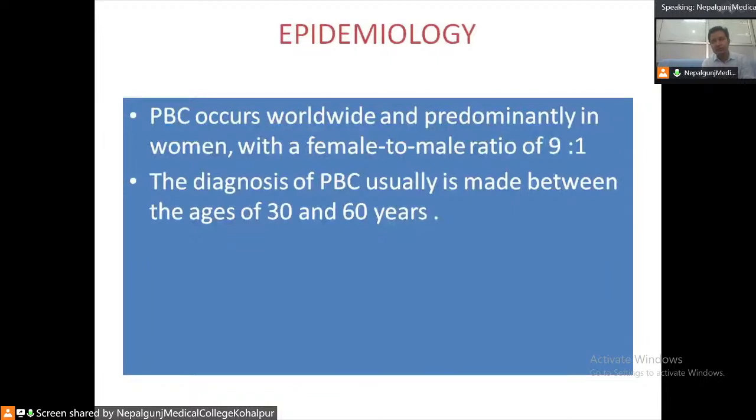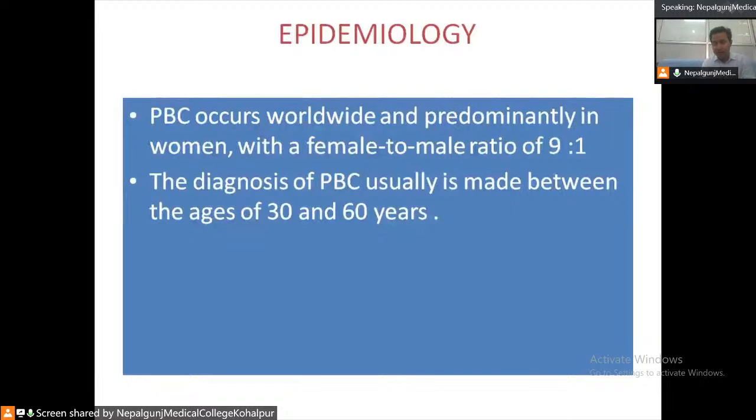So in females, one factor is the hormones, the estrogen hormone. Males have androgen hormones. The estrogen hormone is basically responsible for the stimulation of autoimmunity, and androgens have anti-autoimmune effects. So basically, estrogen accelerates autoimmune diseases.